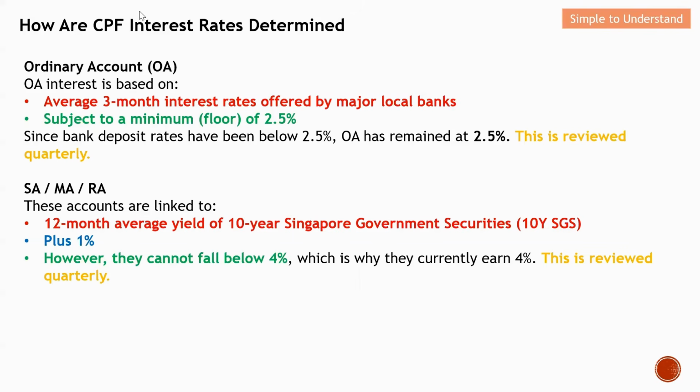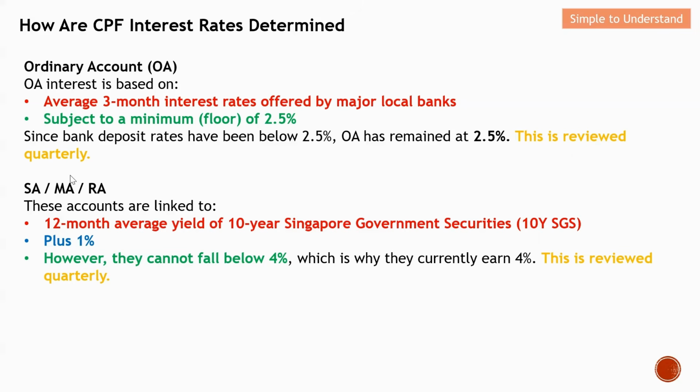You probably wonder what determines our CPF interest rate. Let's come to the OA first. Our OA interest is based on the average 3-month interest offered by our major local banks such as DBS, OCBC, and UOB. At this moment, since the bank deposit rate is much lower than 2.5%, and we have this minimum floor of 2.5%, our OA remains at 2.5%. Keep in mind, this is reviewed quarterly.